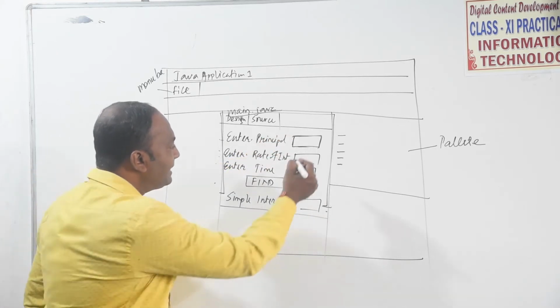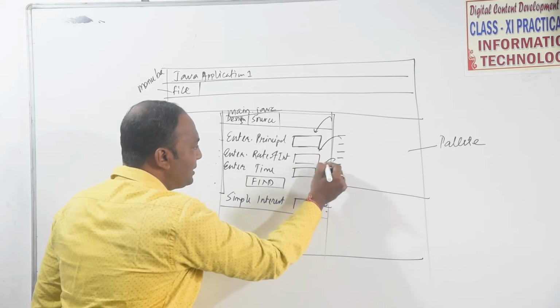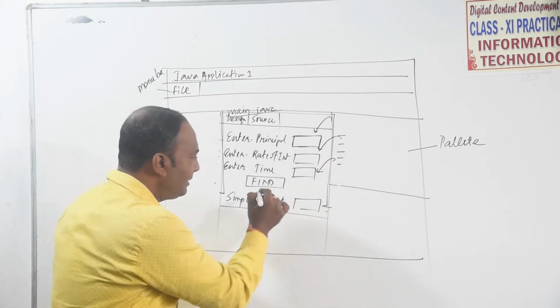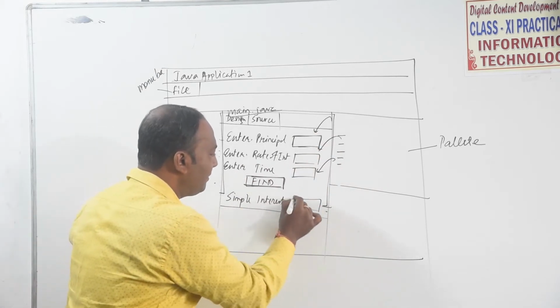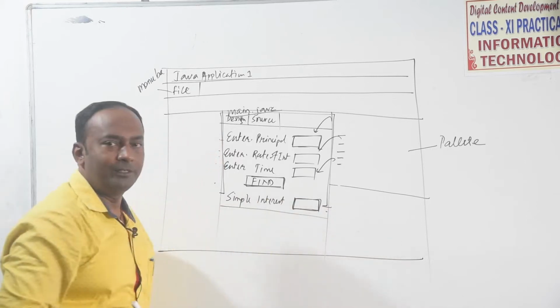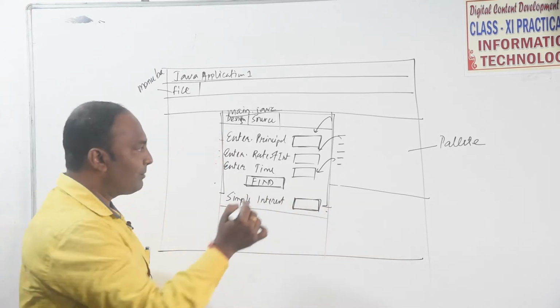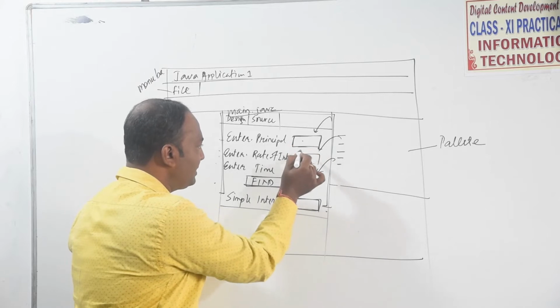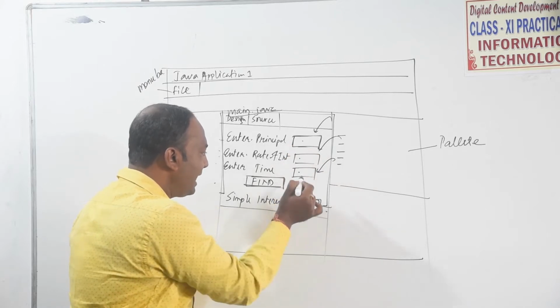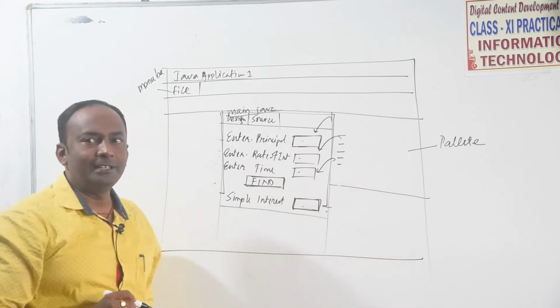We will enter the data in those text field controls. Then when we click this button, the simple interest will be shown in jTextField4. So we have to take the data from jTextField1, jTextField2, jTextField3, and we have to show the result in jTextField4.